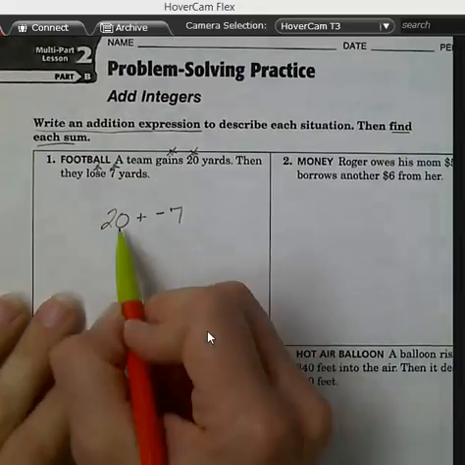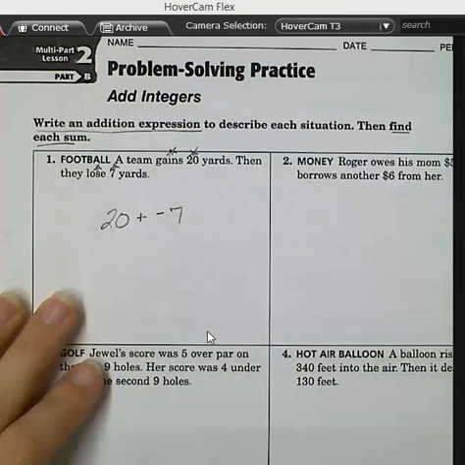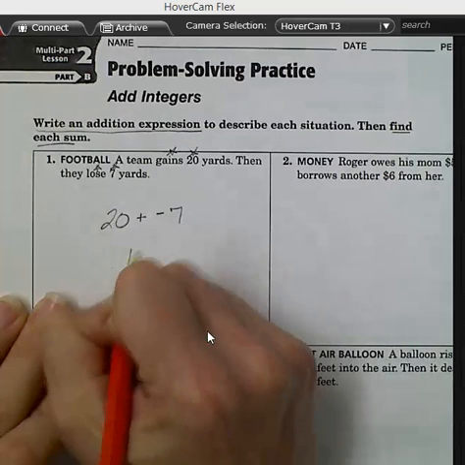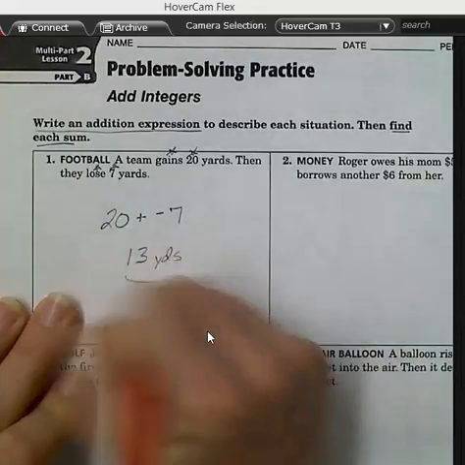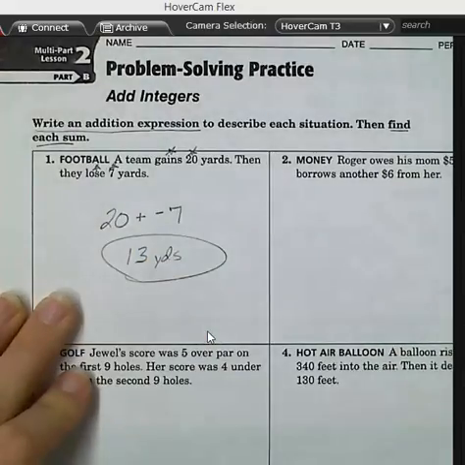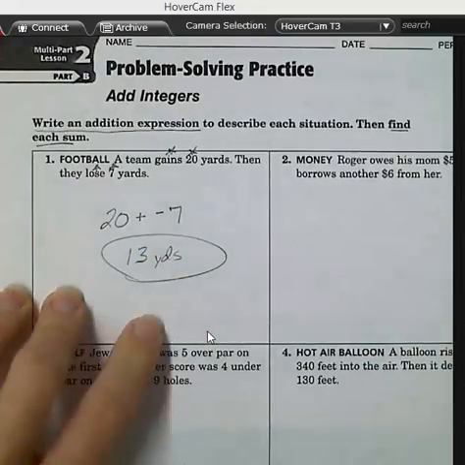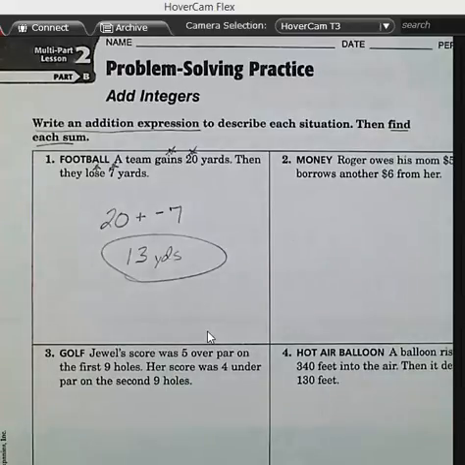Which is, what's my answer? 13. 13 what? It's a story problem. I'm not done. Yards. And then you're going to circle that because answers get circled so I can find them. No label, no points. Because it could be 13 watermelons or jack-o'-lanterns or dollars.